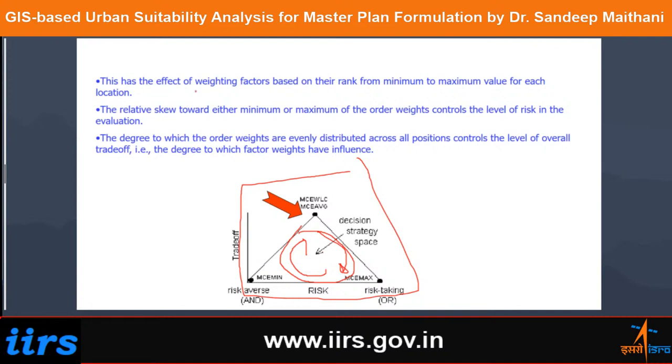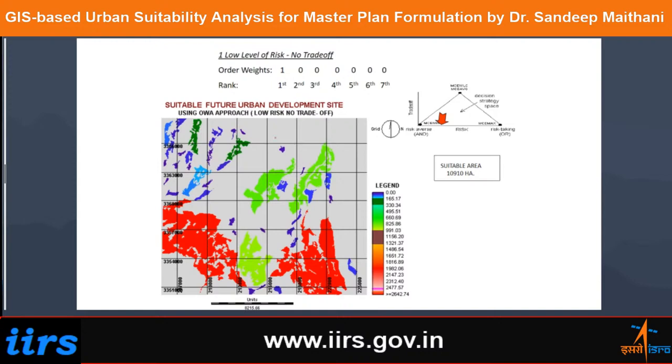Now, this has the effect of weighting factors based on the rank from minimum to maximum for each location. The relative skew towards minimum or maximum of the order weights controls the level of risk in the evaluation. So this is the advantage. If you try to follow a low risk, no trade-off, then we settle somewhere here, and this kind of area will be there. Instead of this, we have moved, we are not in the middle either. We are trying to move here by following what is called a rank system, or the order weight. So we are having low risk.